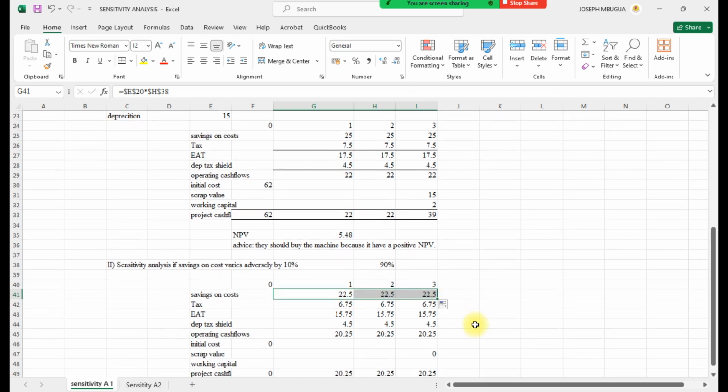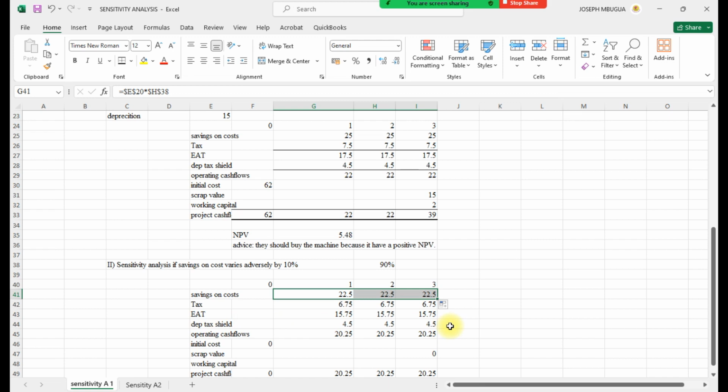So savings, it has reduced by 10%, meaning we are able to recover only 90%, and when we recover 90%, the tax will reduce. You can see automatically it has deducted tax to 6.75 because already we have copied the formulas, our earnings after tax becomes 15.